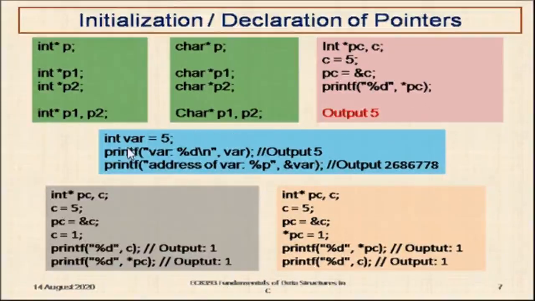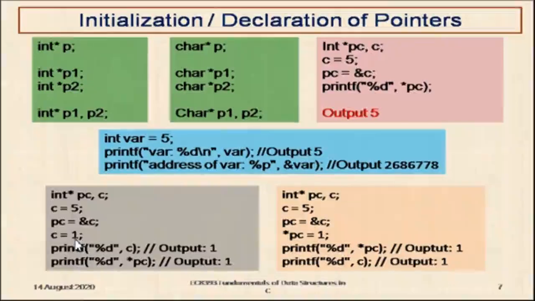Right. Then another one, int variable var is equal to 5, printf. So I am printing the value of this variable. So I am getting 5 and I would like to print the address of this variable, so I am using ampersand variable, so it will provide the address assigned for this variable. Then another example, int star pc, c is equal to 5. Okay, the star should come here. As seen here, and pc is equal to ampersand c. The address of c is assigned to pc.